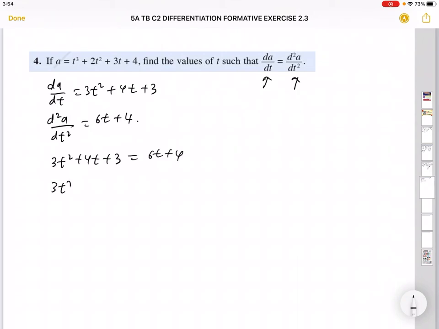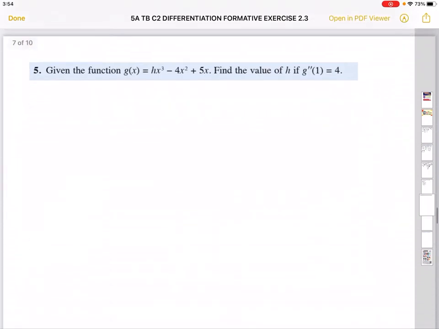Just bring over. 4 minus 6 is minus 2. 3 minus 4 is negative 1. We can double bracket factorize this, plus and minus. So d is negative 1 over 3 or 1. Okay, fairly simple, right? All right, let's move on to number 5.